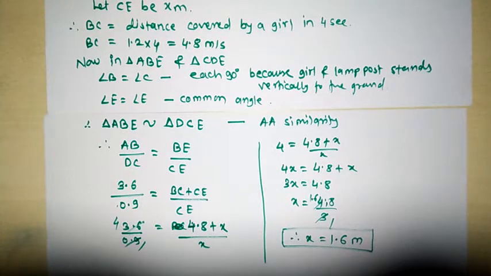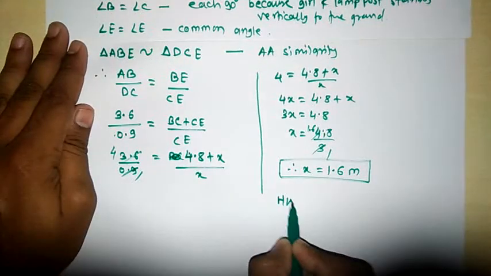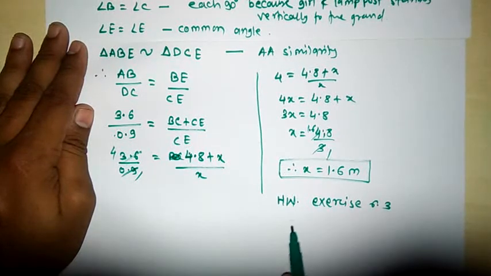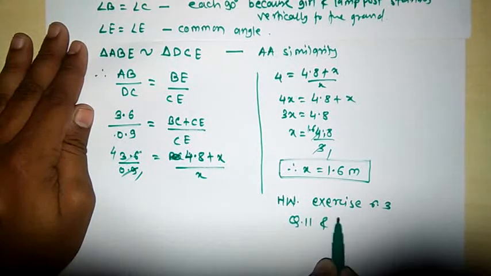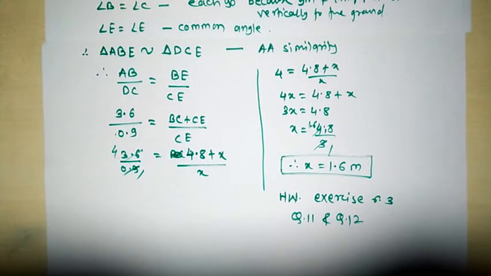Now I will give some questions for homework from exercise 6.3. Take question number 11 and 12. Question number 11 and 12 for homework. I will write here: homework, exercise 6.3, question number 11 and question number 12. These two questions are for homework. You have to do it. Bye students.